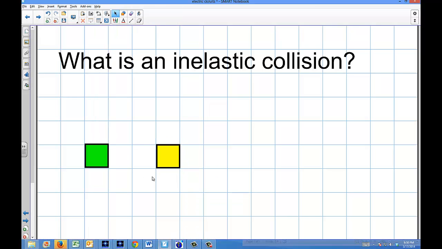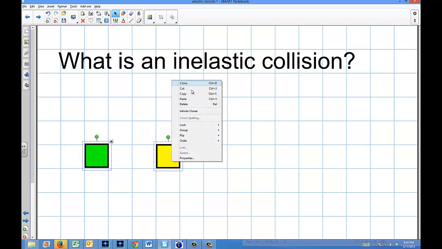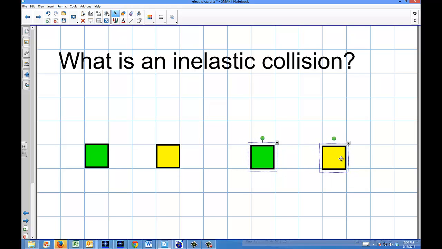So it's kind of like in football, like when a player tackles another player. They'll move off. Okay, so basically what happens here is, let's just say we have a before and after picture. So here's the before and here's the after. Let's say this one's at rest even. There's a person running towards this one, and it's going to hit this object here.